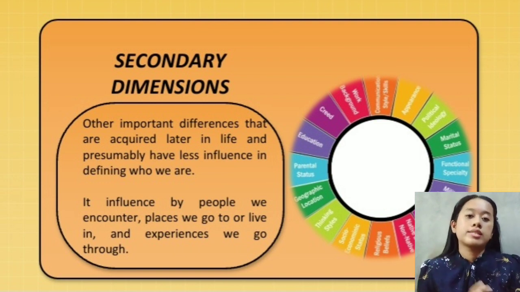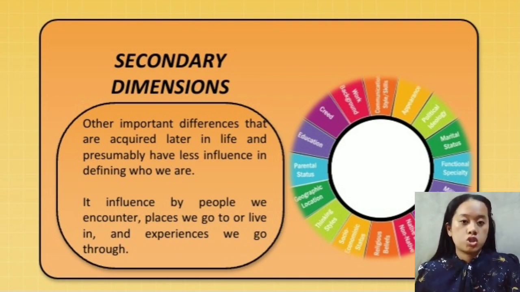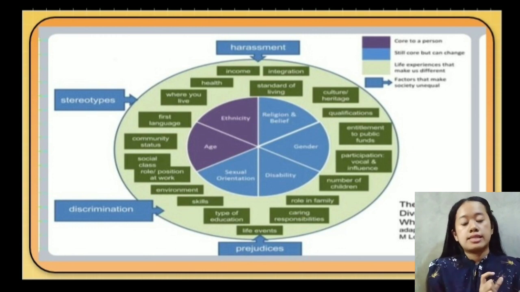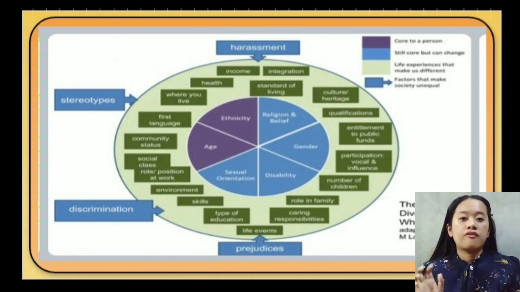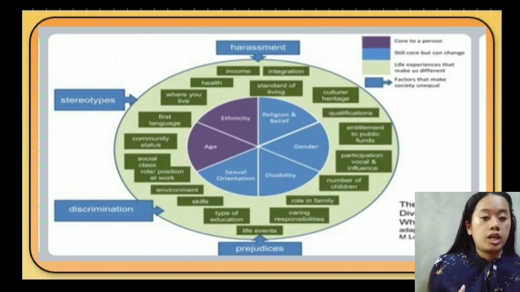To fully understand the whole concept of Loden's diversity wheel, I will show you the diversity wheel adapted from Loden's 1996 work. As you can see, we have here a legend which symbolizes its meaning. First is the violet color, which is core to a person. From the word core, it means a center na naikintal na sa atin, which is mahirap na siya alisin. But remember din na there are some core na maaaring change because of the influence of others and society as well.